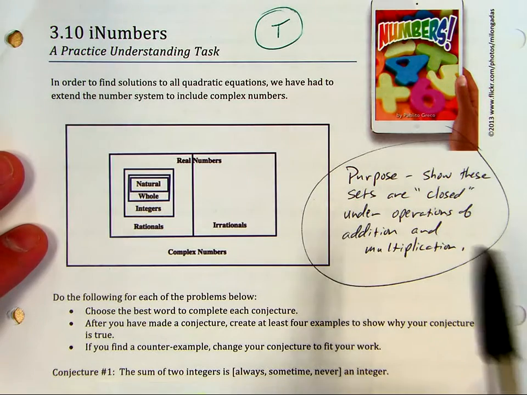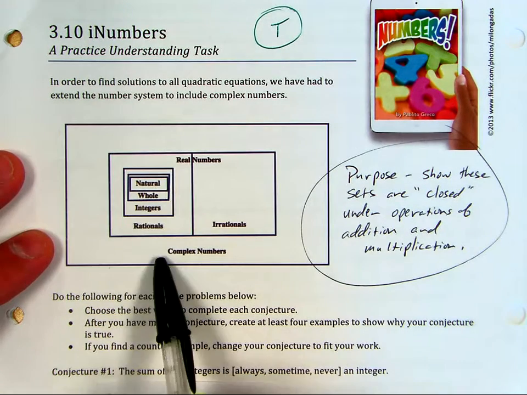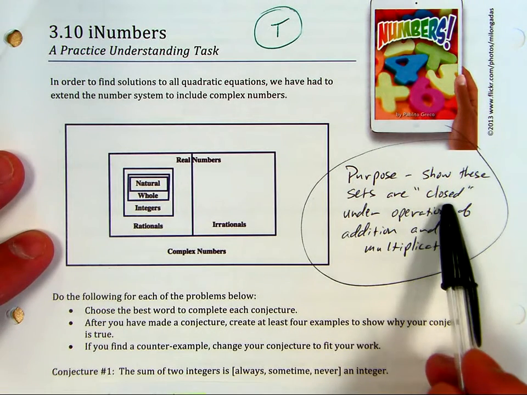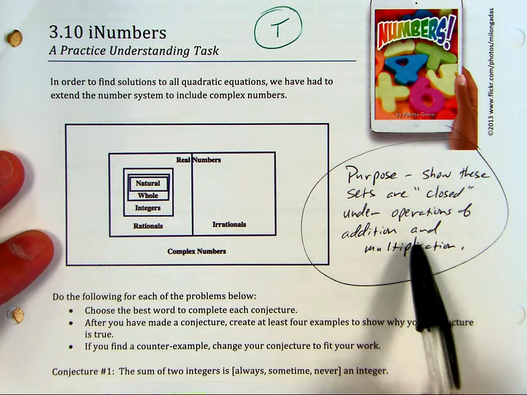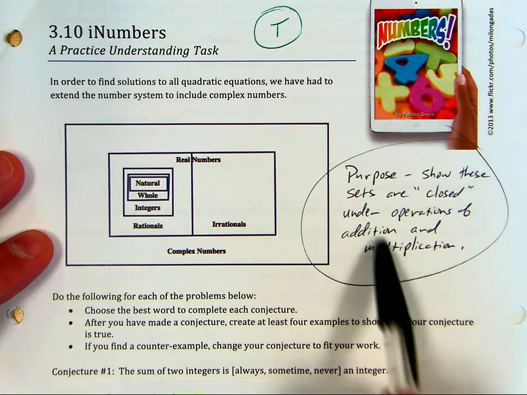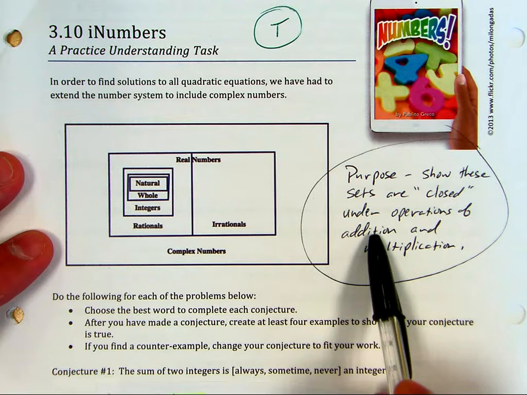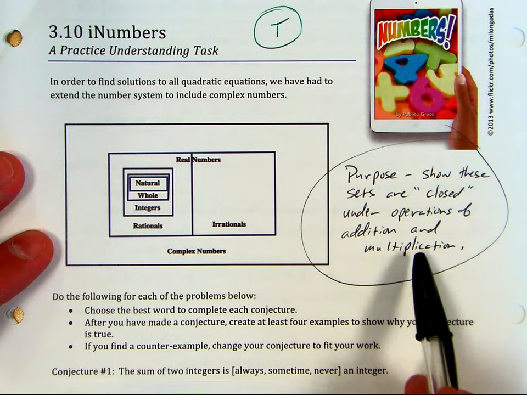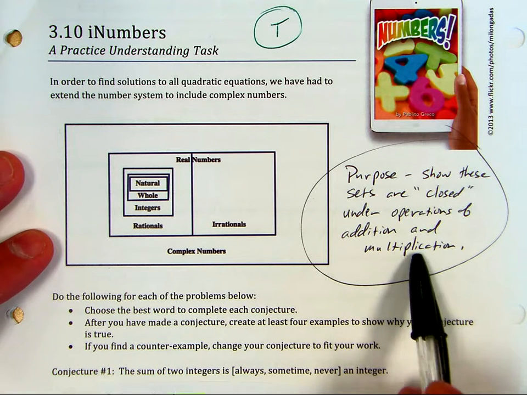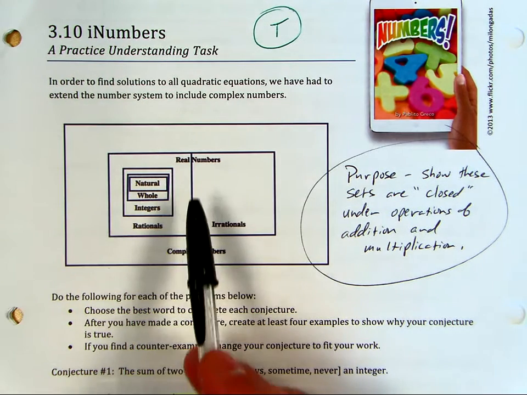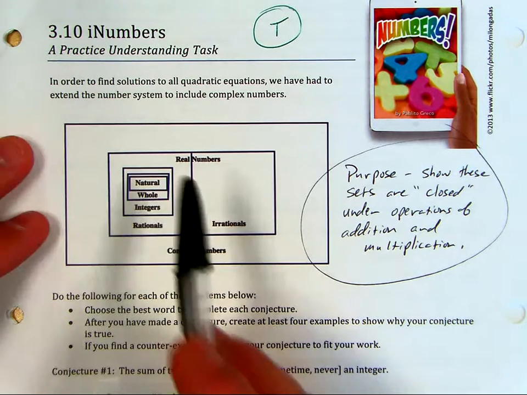Remember, the whole purpose of this video is to show that these sets are closed under operations of addition and multiplication. I say addition and multiplication because subtraction is just adding the opposite and division is just multiplying by the reciprocal. Here are how all the sets are arranged, and you really need to understand this.